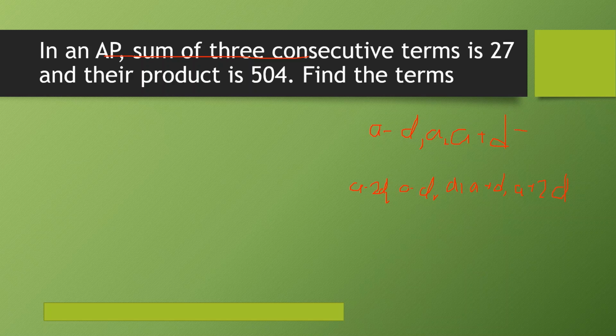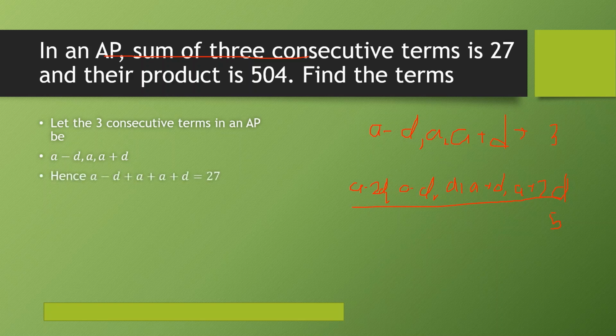This is for three terms. This is for five terms. Okay? So I know what the three terms are now: A minus D, A, A plus D. Their sum, how much is given? 27. That is A minus D plus A plus A plus D is 27. So D cancels. So what have I got? 3A is 27. That is, A is 9.